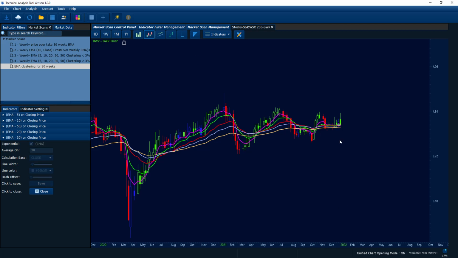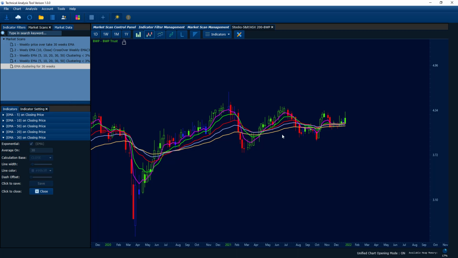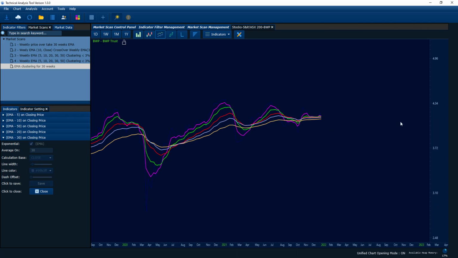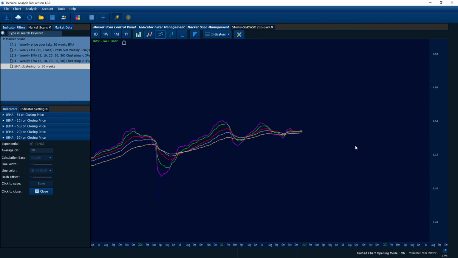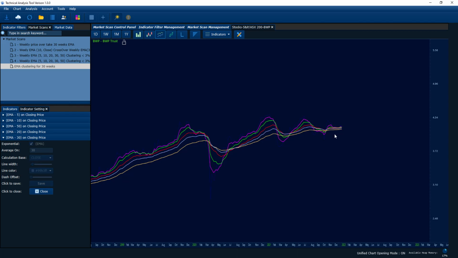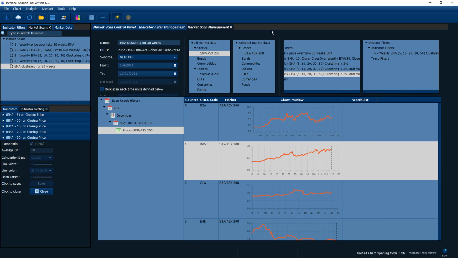Yes, as you can see, this guy 1, 2, 3, 4, 5, 6, 7, 8, 9, 10. So here is 3% right here. So that fulfills the condition. As you can see, in this range the moving averages are very close to each other, right? So that's correct for 10 weeks.